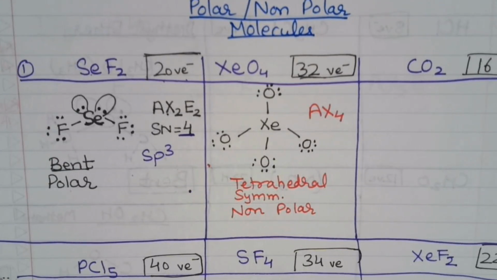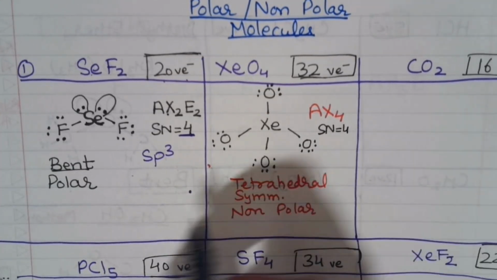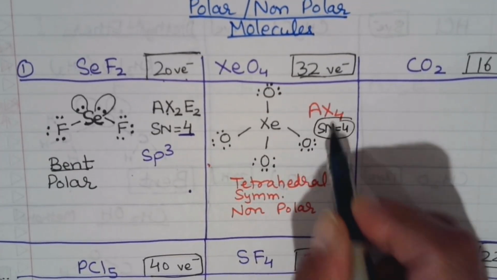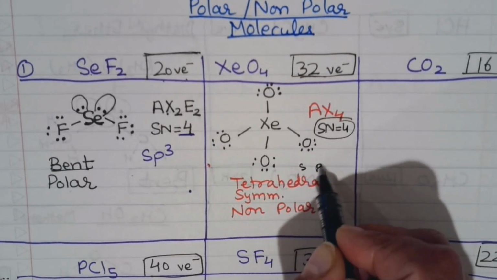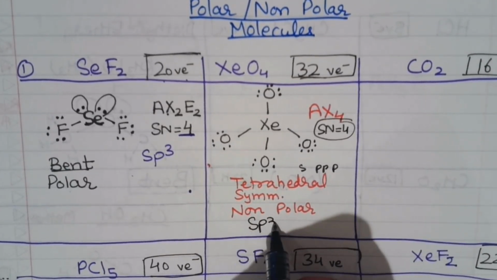About the hybridization, the steric number of this molecule is 4. So again, steric number 4 means 1s and 3p orbitals mixed together. So the hybridization is sp3.